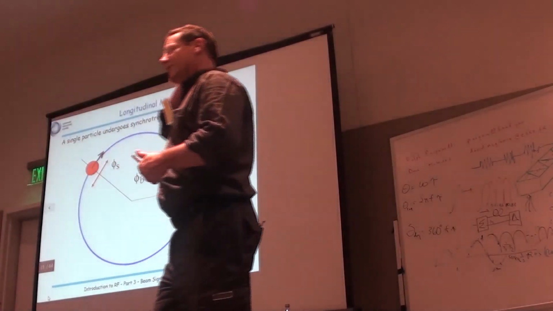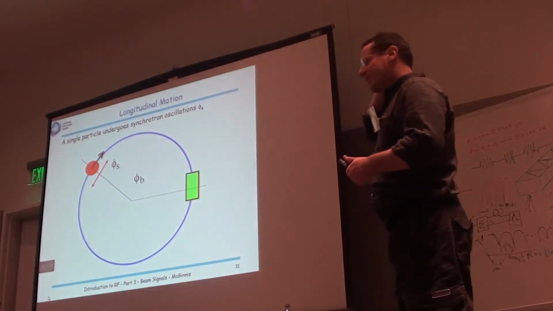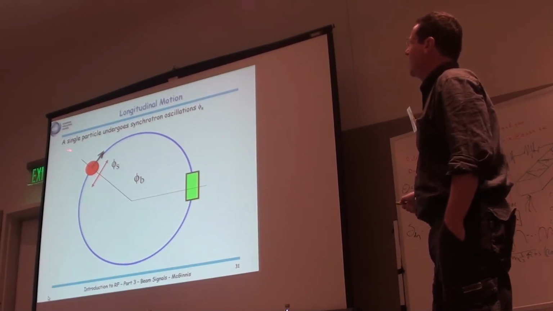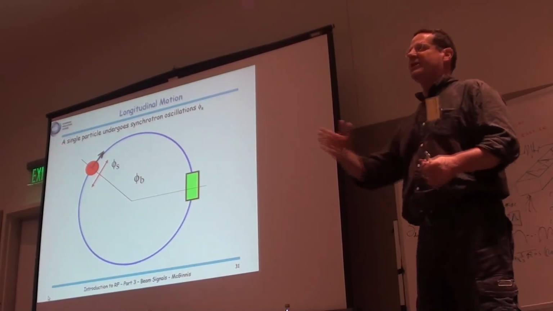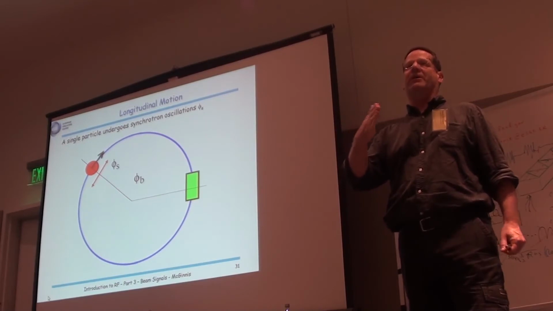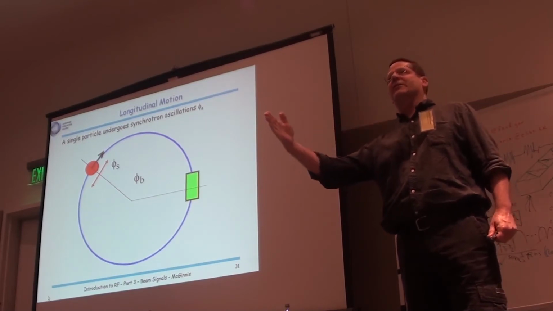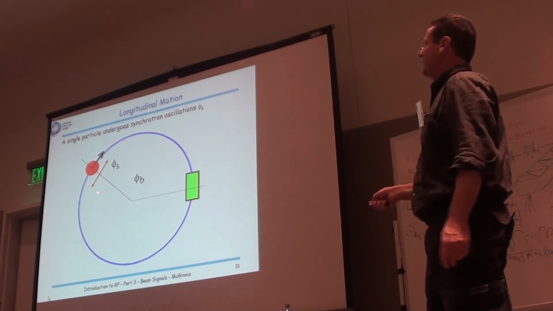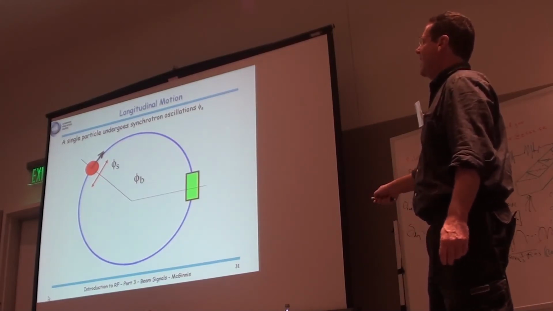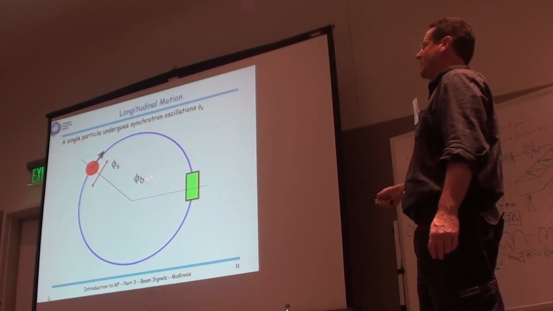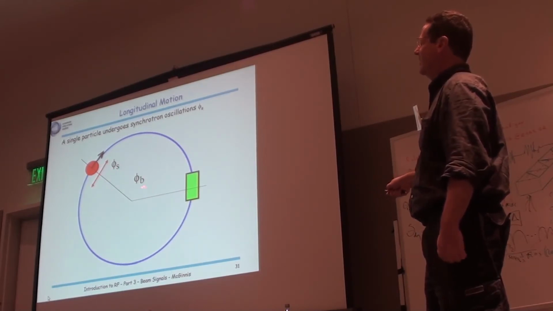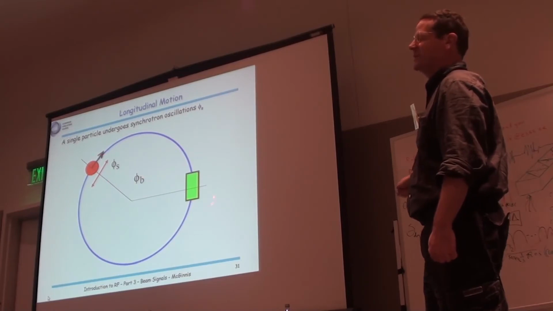Okay, longitudinal motion. A single particle now undergoes synchrotron oscillation. Instead of going back and forth like this, it's wobbling back and forth in the RF bucket. Sometimes it's leading the RF, sometimes it's lagging the RF. It goes back and forth at the synchrotron frequency, and in the meantime, it's going around the machine. So I've got two phases here: the phase of the particle in the bucket, and the phase of the particle as it goes around the machine.